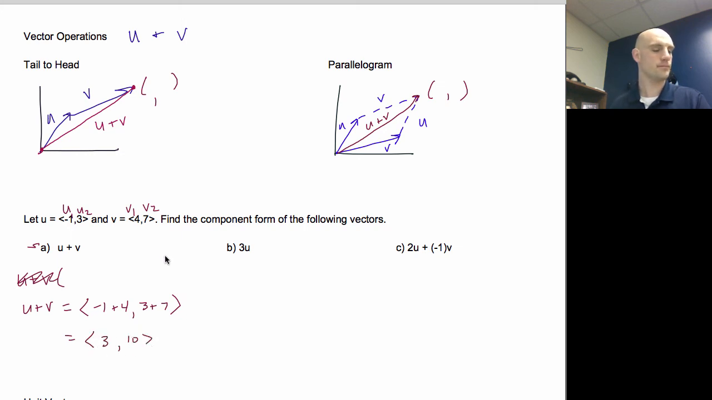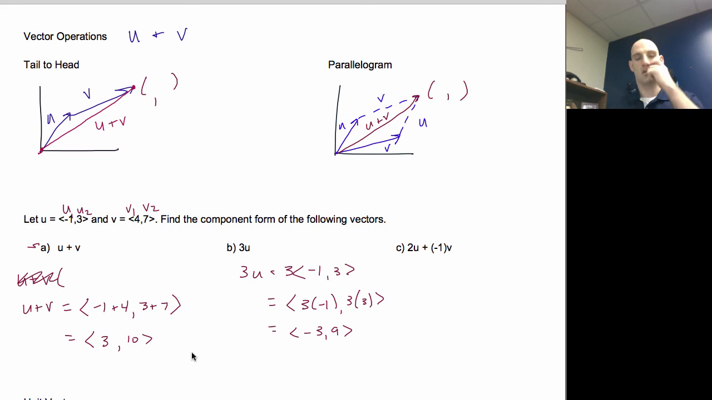Okay? Next one, 3u. Remember, this is a scalar, so this is 3 times u, which is equal to 3 times -1, 3. And so it's going to be equal to 3 times -1, 3 times 3. So -3, 9 is my result. Okay, so this is the component form. I've got both components, I do my operations, I come up with my answer.